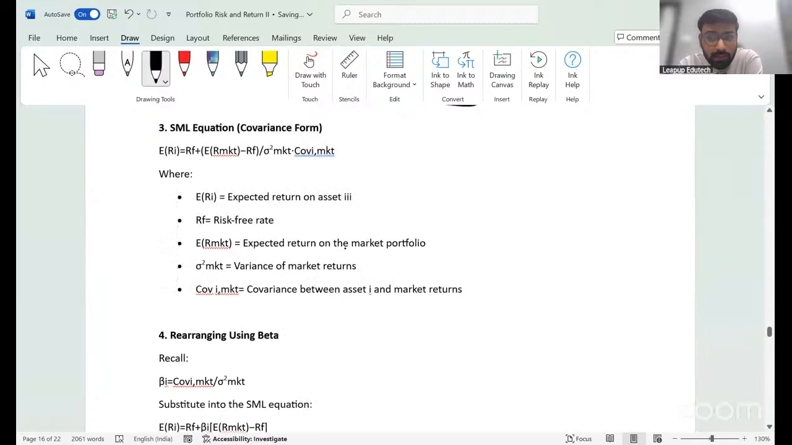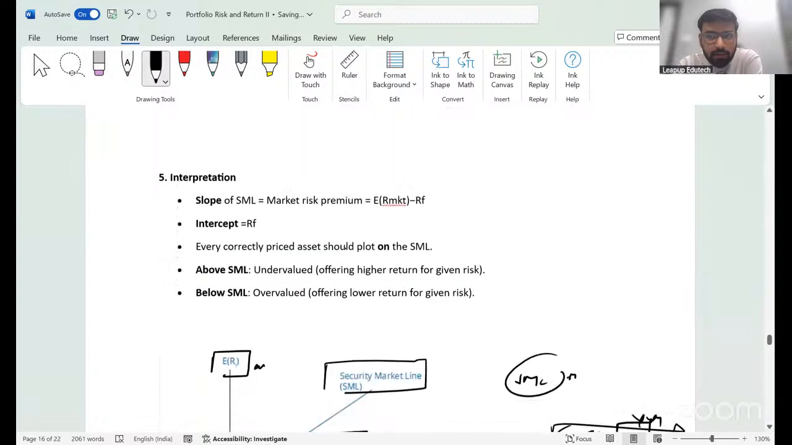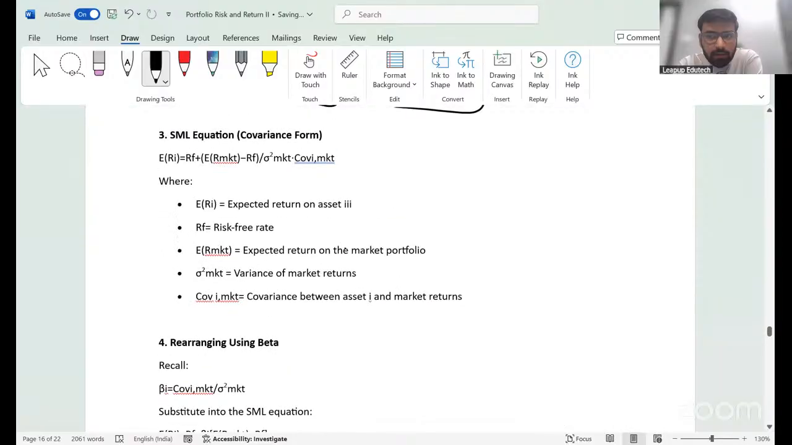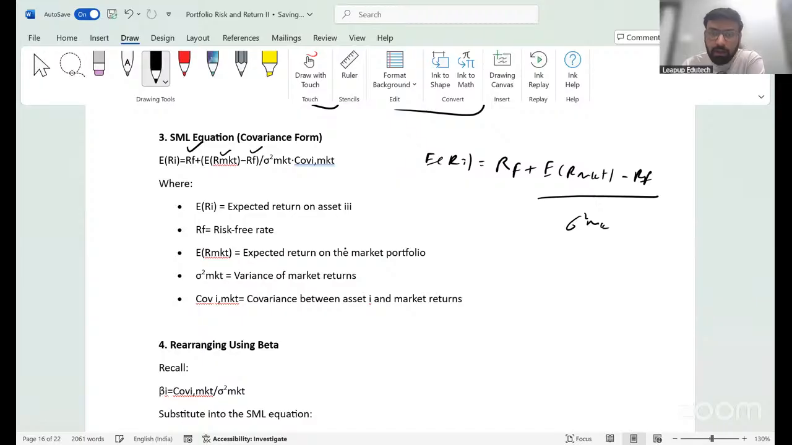This is nothing but the CAPM equation. This line, the equation, is given by what? It is given by the risk-free rate plus the expected return on the market minus the risk-free rate, because we're talking about the market portfolio here, divided by the variance of the market, into the covariance of the security with the market.